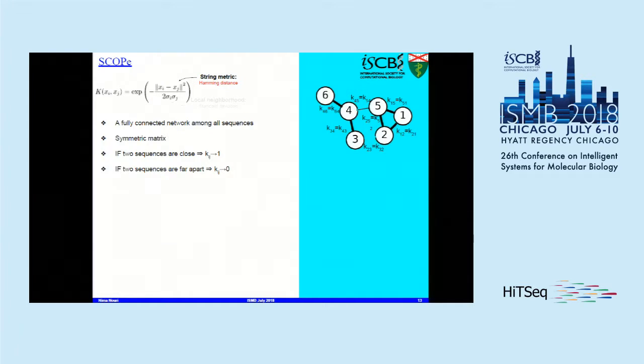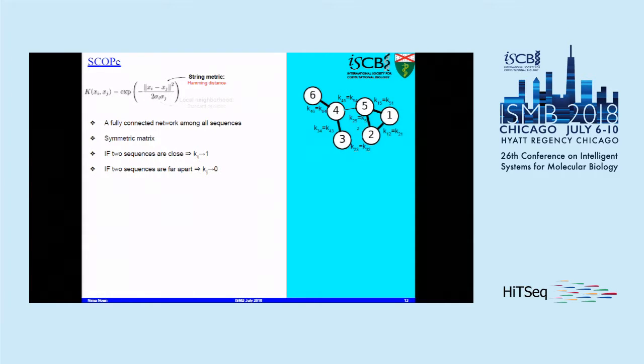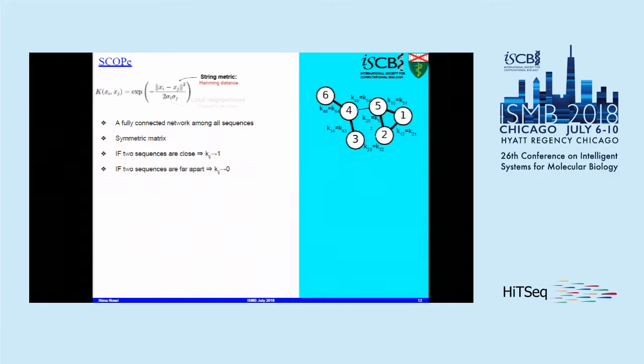The Gaussian kernel function will provide us a fully connected network among all the sequences. That affinity matrix would be symmetric, and the elements of the matrix would be between 0 and 1. The 0 means that those sequences are far from each other, and the probability of these sequences belonging to the same clone is low. And 1 is when these sequences are very similar to each other, and the probability of being part of the clone is very high.